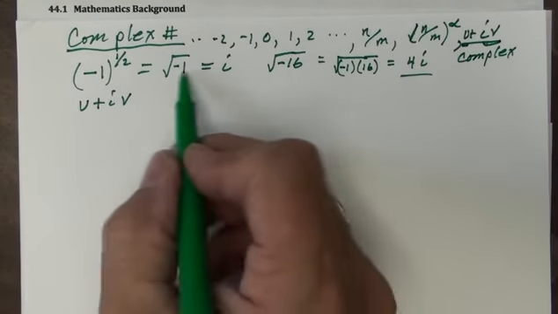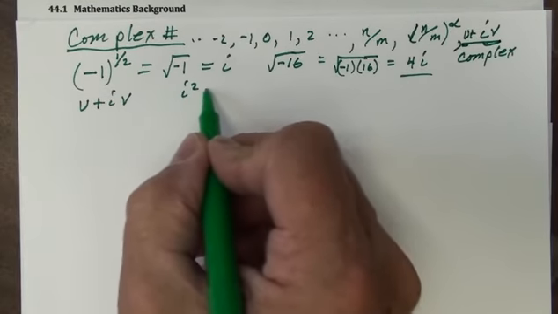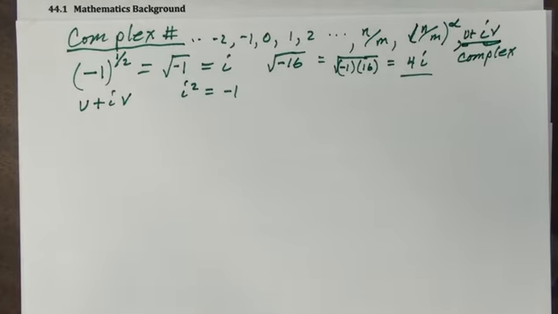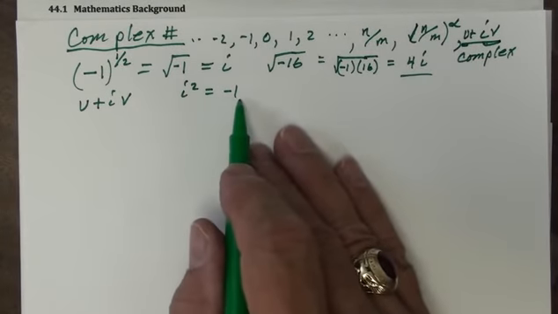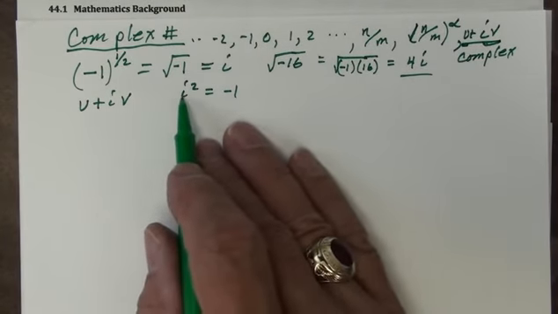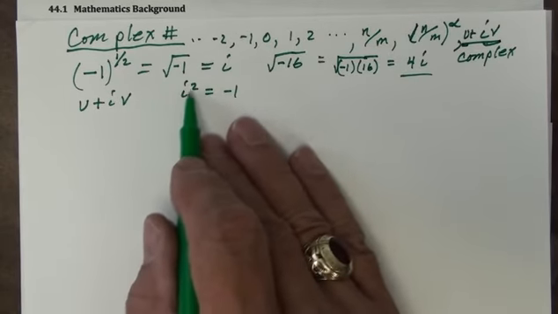And we know how i behaves. i behaves in such a way that if we take i squared, we get a -1. And of course, there's no number previous to this that would give us this result, because any number, positive or negative, always gives you a positive number. So we have to introduce this new symbol.